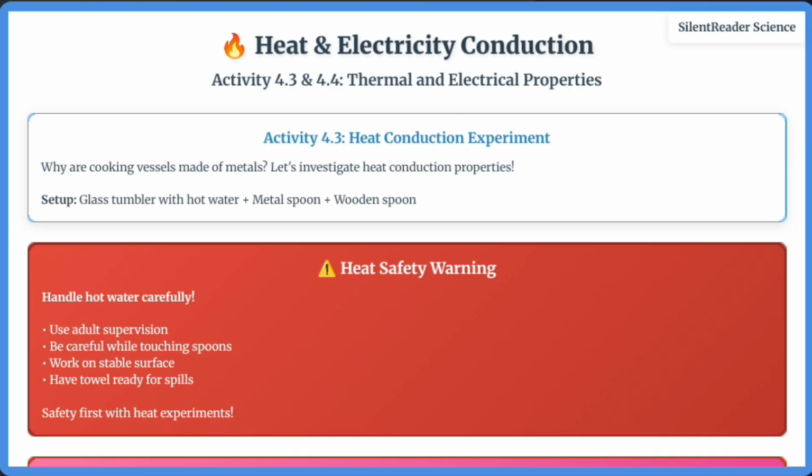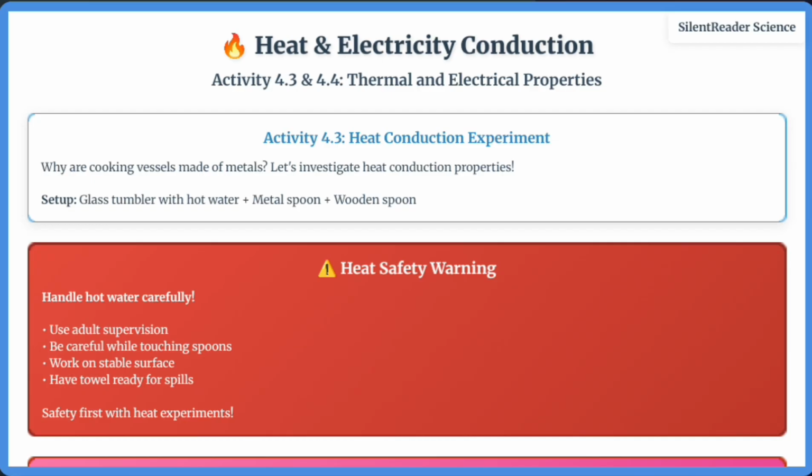Let's investigate two crucial properties, heat and electricity conduction. In Activity 4.3, we'll test heat conduction using metal and wooden spoons in hot water. You'll discover that metals are good conductors of heat, which explains why we use them for cooking vessels, while wood is a poor conductor, which is why we use it for handles.